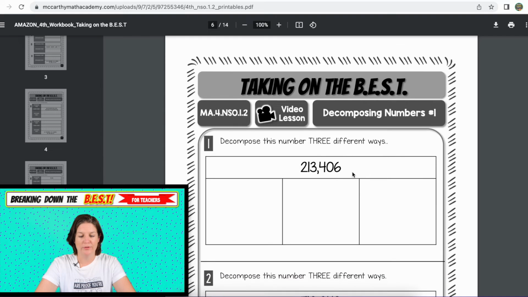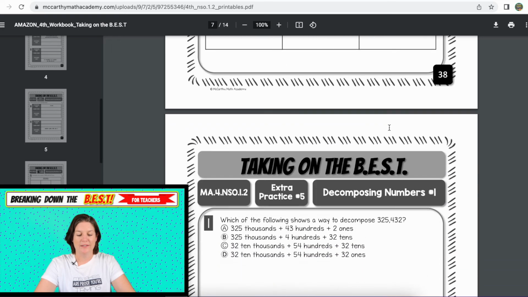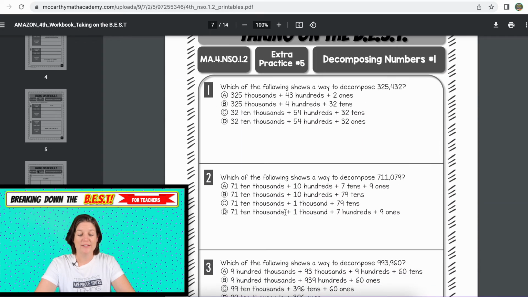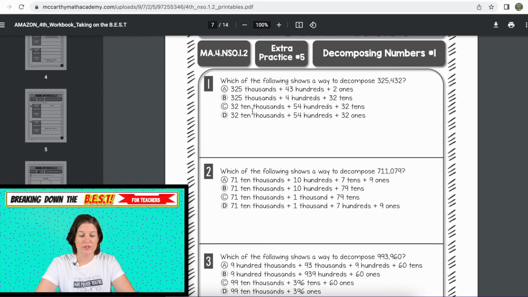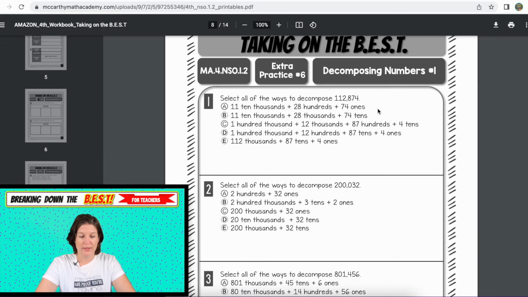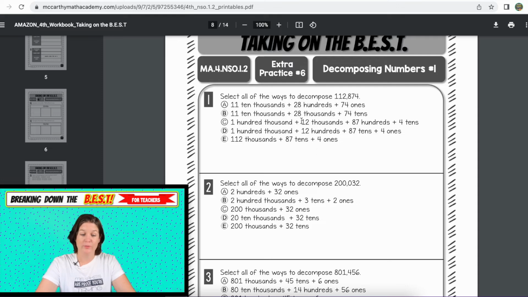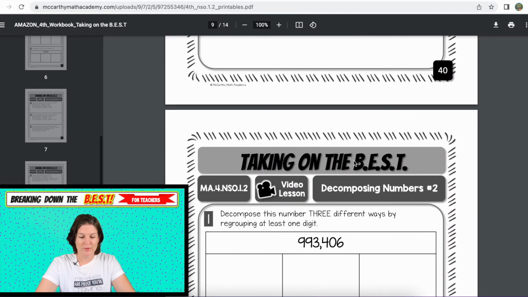Another example, then the first video lesson for decomposing numbers the first way without regrouping. And then you'll see with that, these types of examples afterwards. So I would definitely encourage students to walk through each one of these and show what the end value would be, and does it get back to the number that's given in the question. That's how I would teach. This is a select all, so there might be more than one way to decompose the numbers. And there's an answer key that goes with this too.